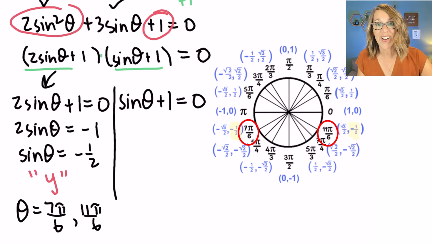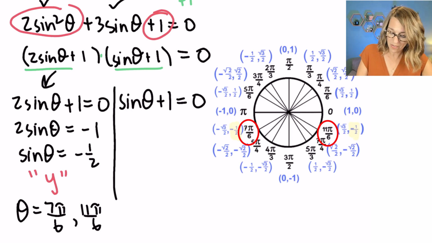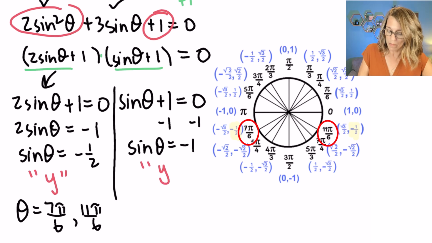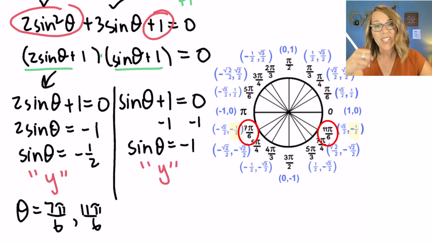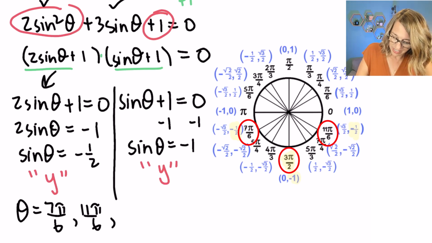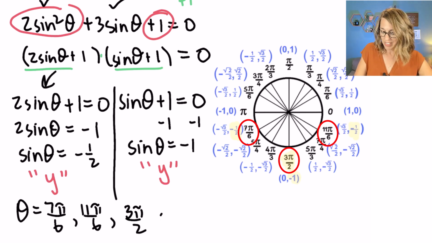Now let's look at our other factor. So our other factor was sine theta plus 1 equals 0. If I subtract that 1, I get that sine theta is equal to -1. Now again, my sine values are my y values. So I need to be at -1 for y, and -1 for y shows up right here at 3 pi halves. So adding to my list, I also get 3 pi halves. So this is on 0 to 2 pi.